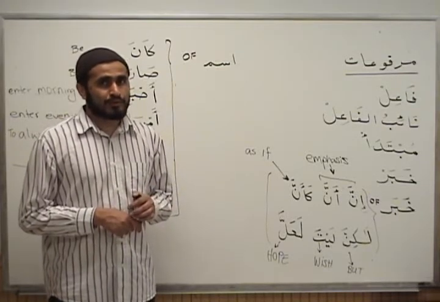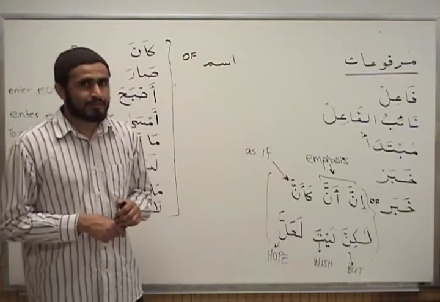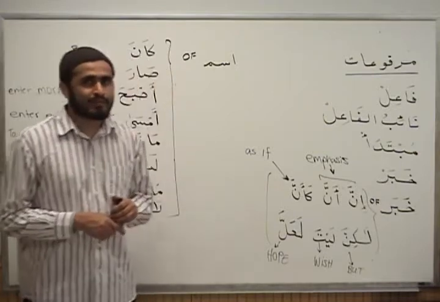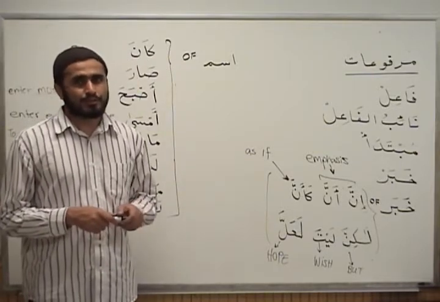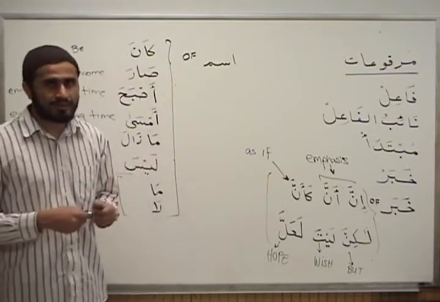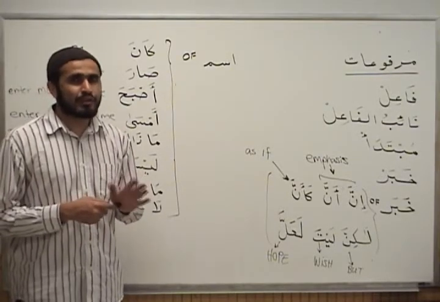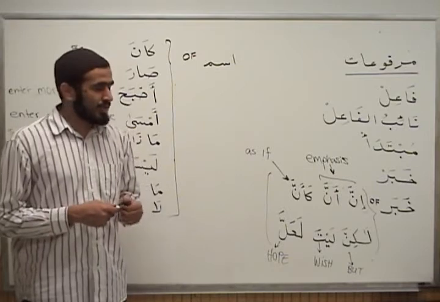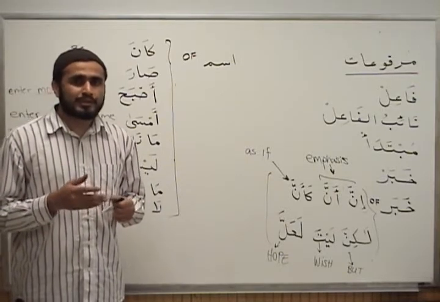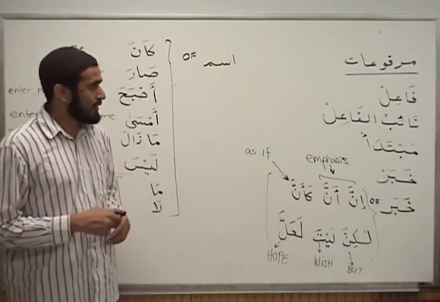So the names of these states of the i'rab are raf'a, nasb, jar. Raf'a is manifested with dhamma sometimes, nasb is manifested with fatha, and jar is manifested with kasra. And these are different manifestations, but the original state is called raf'a, nasb, jar, and not dhamma, fatha, kasra. The reason being that raf'a, nasb, jar can also be represented with other things such as alif, waw, ya, and so on and so forth.